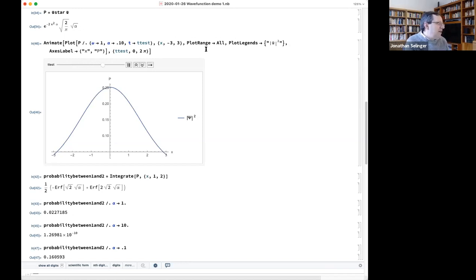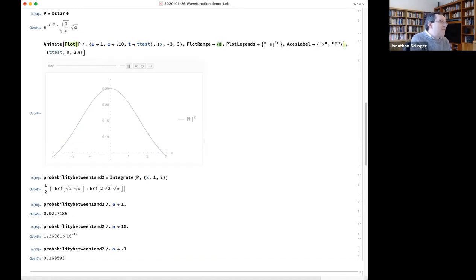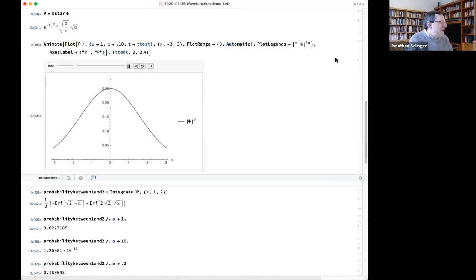Here, the axes are not the greatest. Let's see, can I say 0 to there? That's a nice one. Yeah, you can see there's a big chance that the particle is out here. Here, I'll put this back to 1.